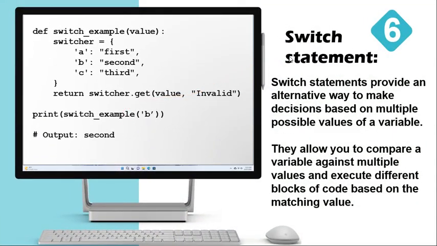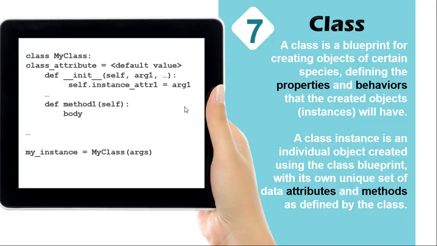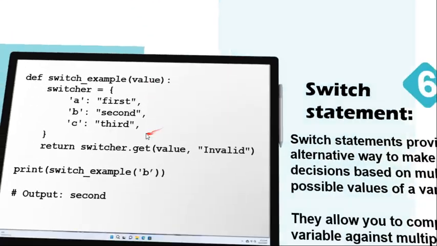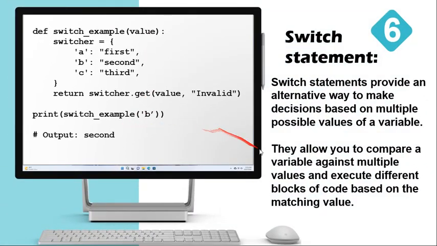Then there are switch statements. Switch statements provide an alternative way to make decisions based on multiple possible values of a variable. Python doesn't have a switch case on its own, but we can use dictionaries to achieve our goal. They allow you to compare a variable against multiple values and execute different blocks of code based on the matching value.